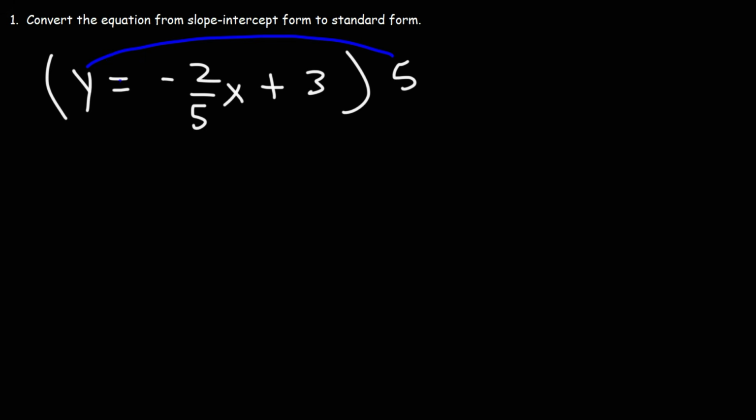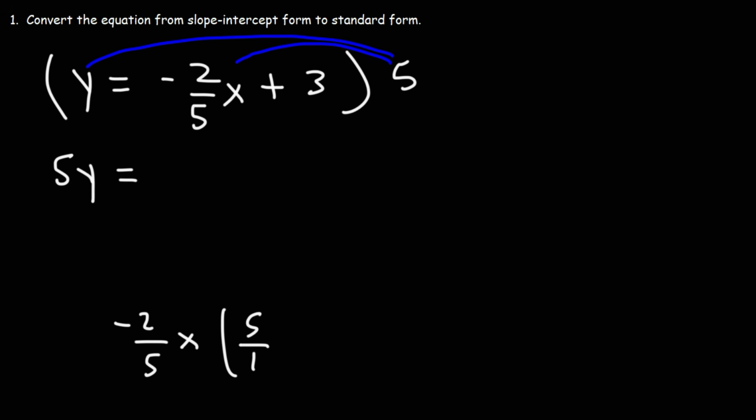So we have 5 times y, which is 5y, and then 5 times negative 2 over 5x. Negative 2 over 5x multiplied by 5, which is the same as 5 over 1. The 5's will cancel. 5 divided by 5 is 1, times negative 2, we just get negative 2. So you can just cross these out. So we'll be left with negative 2x, and then 5 times 3, that's going to be 15.